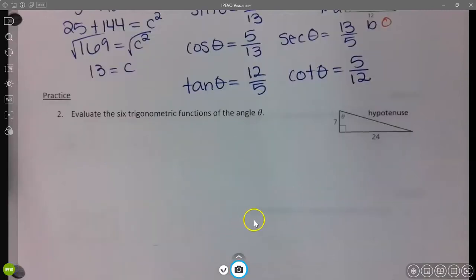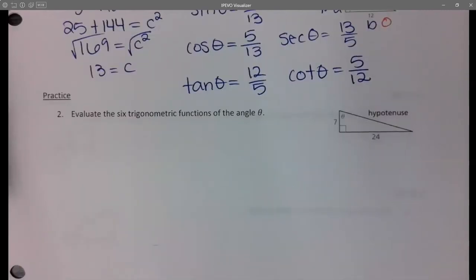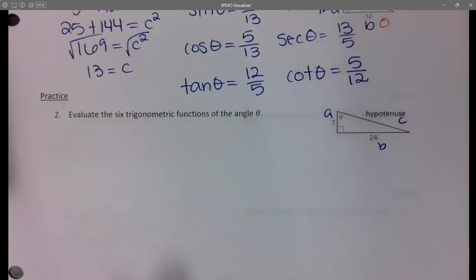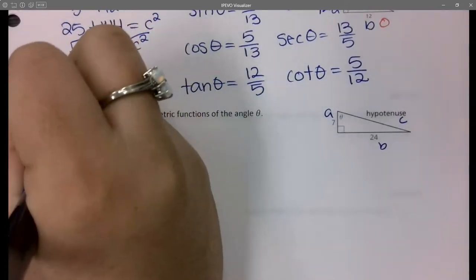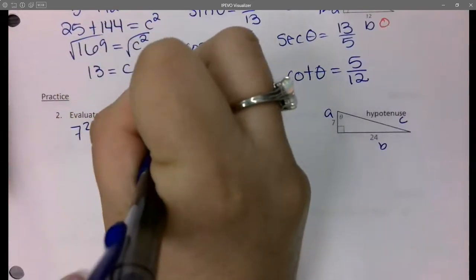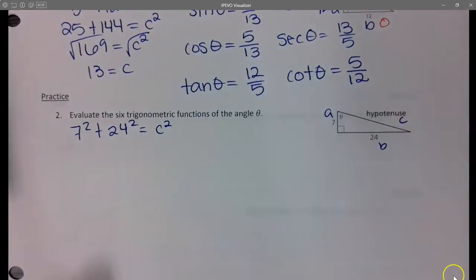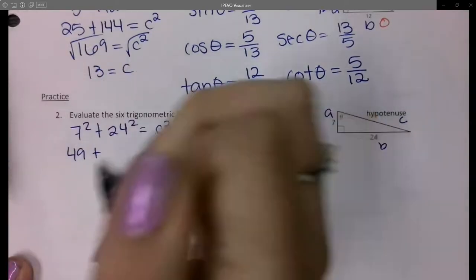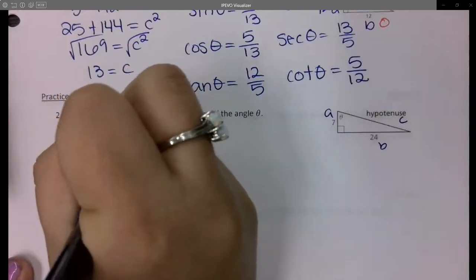Okay, so on this one, I want to start off by finding the length of my hypotenuse, so I'm going to label A, B, and C. I want to go ahead and plug back in. I'm going to have 7 squared plus 24 squared equals C squared. Seven squared is 49. 24 squared is 576.